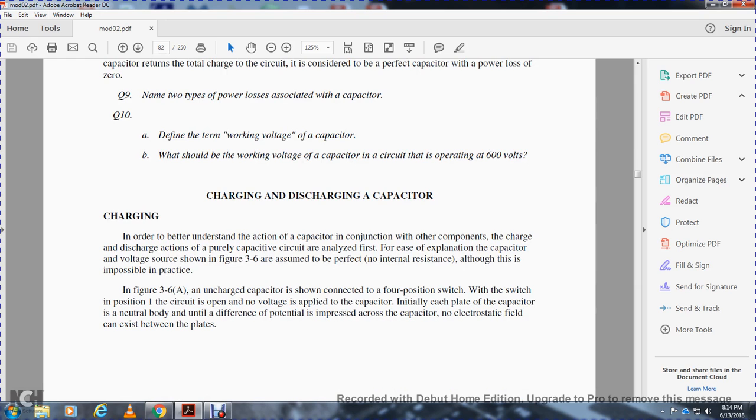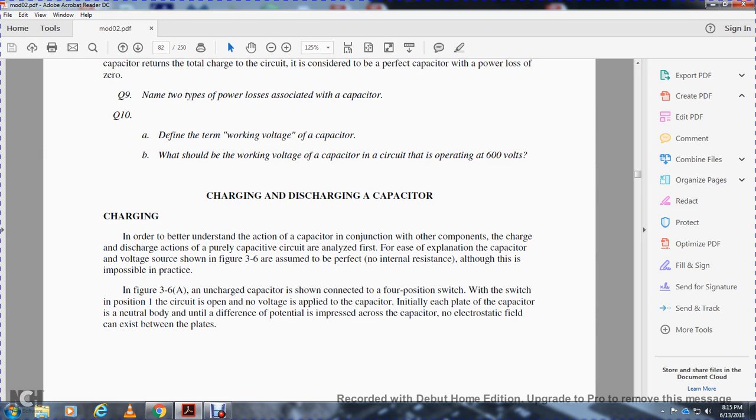Charging and discharging a capacitor. In order to better understand the action of the capacitor in conjunction with the components of the charge and discharge, we first analyze a purely capacitive circuit. The example of the capacitor's voltage shown in Figure 3.6 assumes a perfect capacitor with no internal resistance, although that is impossible in practice.